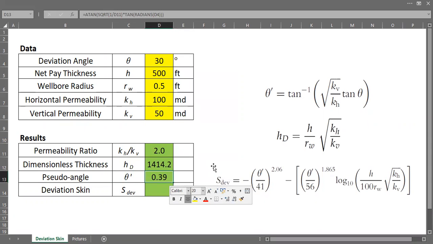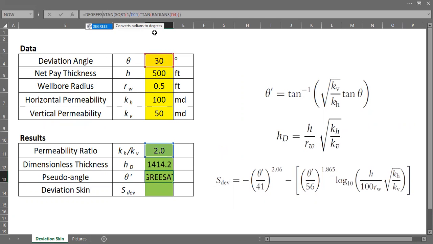Okay, so this is the number in radians. So I need to convert this number from radians to degrees, and I can do that in Excel by using DEGREES, which converts radians to degrees. Then I will open here and close there. Okay, so the pseudo angle is 22.21. And then I can use these values to finally arrive at deviation skin.